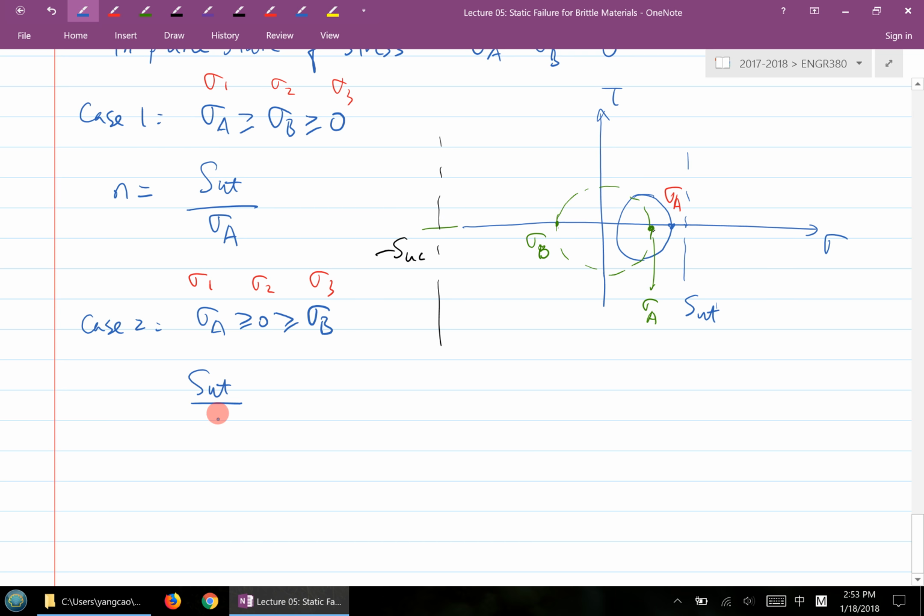So basically you need to look at both scenarios. You need to compare this SUT and sigma A. You also need to compare this SUC and sigma B. So you compare both of these, but you don't really take all of them, right? You only need the minimum value out of these two. The minimum value will be the safety factor. This is the second scenario.